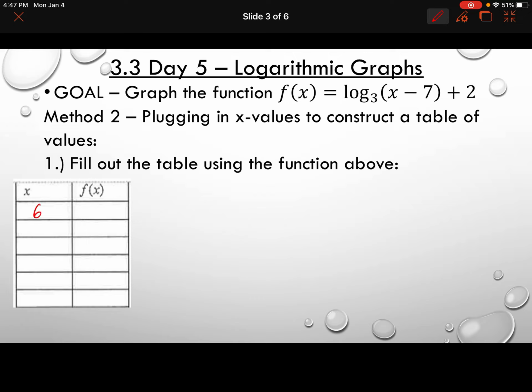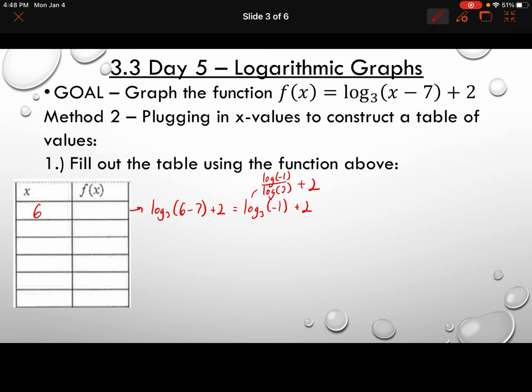So if we make x is equal to 6, let's just plug it into our function. We end up with log base 3 of 6 minus 7, plus 2. Okay? So 6 minus 7 is negative 1. So log base 3 of negative 1 plus 2. Now the thing is, if you try plugging into your calculator log base 3 of negative 1, and just a reminder, the way we would do that is we would type in log of negative 1 divided by log of 3, it would give you an error because log base 3 of negative 1 is undefined.